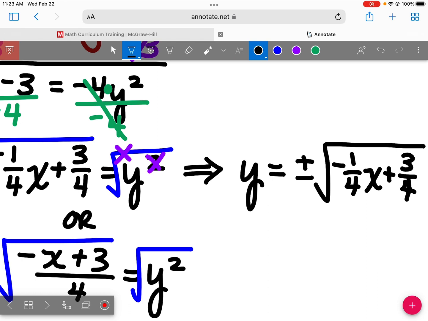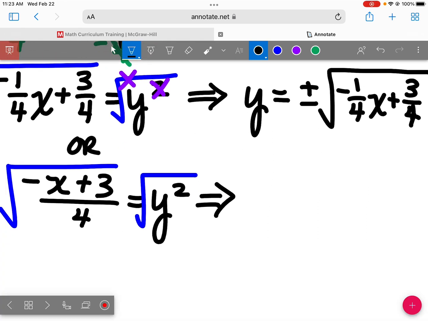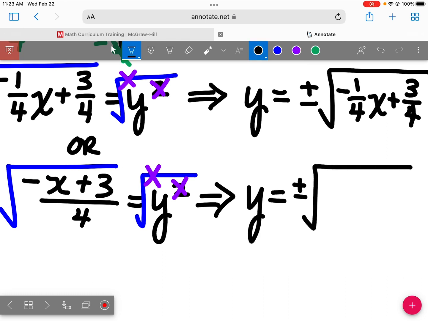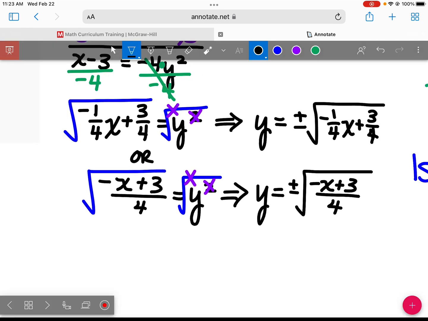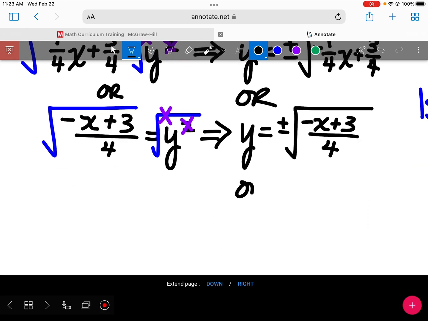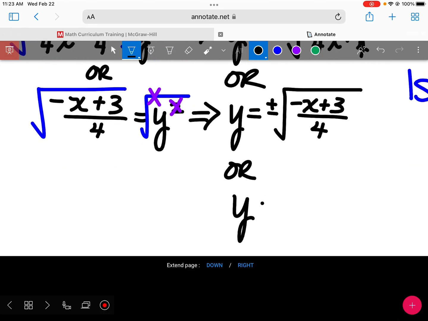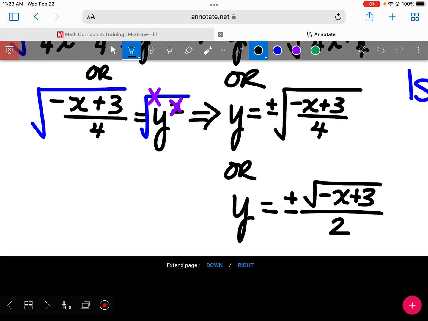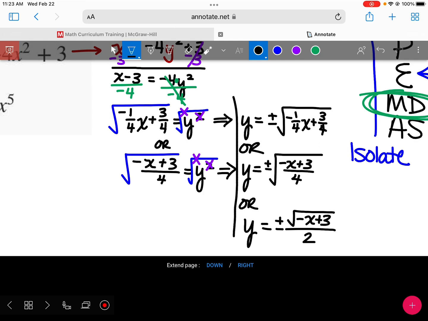So I could write, this is my answer, or I could have y equals plus or minus the square root of negative x plus 3 over 4. Or if I wanted to get real fancy, I can simplify that denominator because I do know the square root of 4. What's the square root of 4? 2. So any of these would be correctly written final answers.